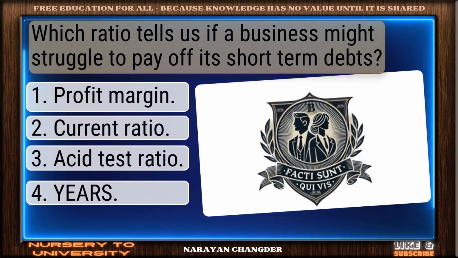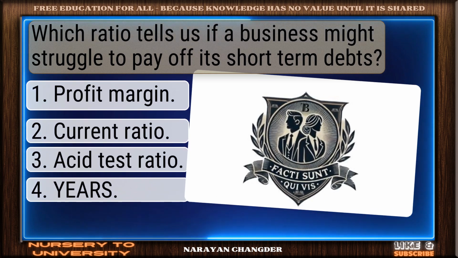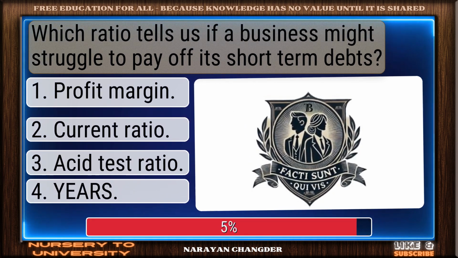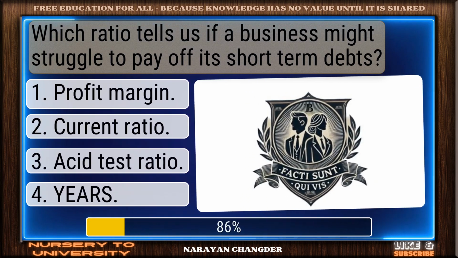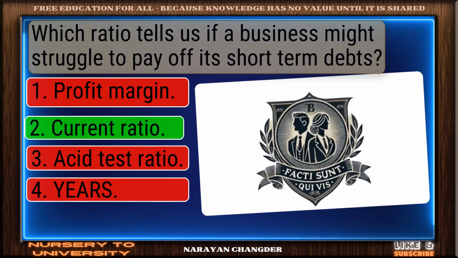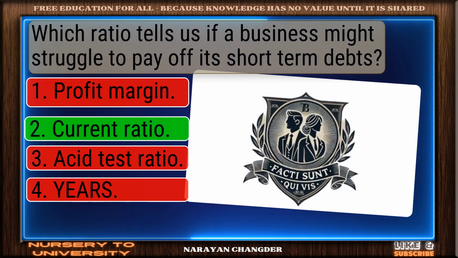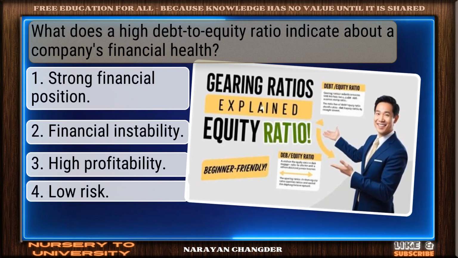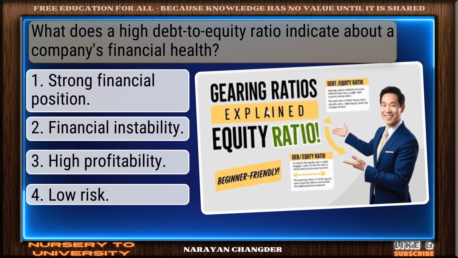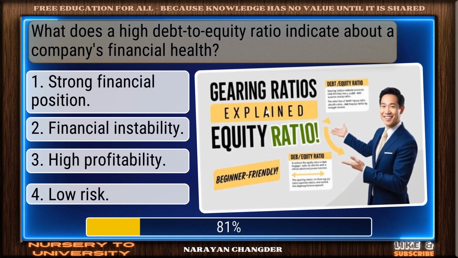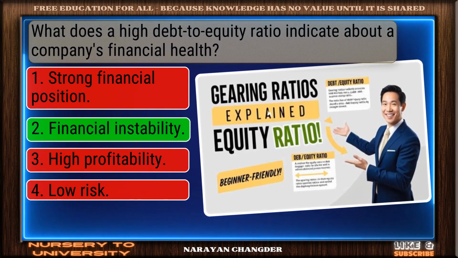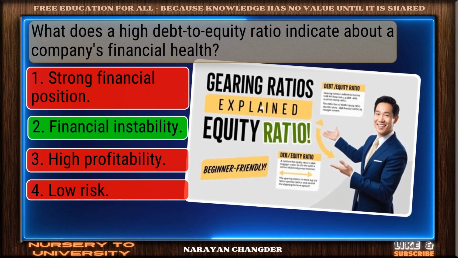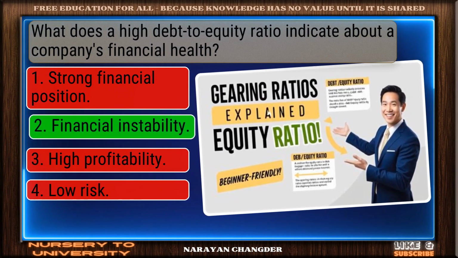Which ratio tells us if a business might struggle to pay off its short-term debts? Good job. Your answer current ratio works well here. What does a high debt-to-equity ratio indicate about a company's financial health? Strong choice. Financial instability is the right answer.